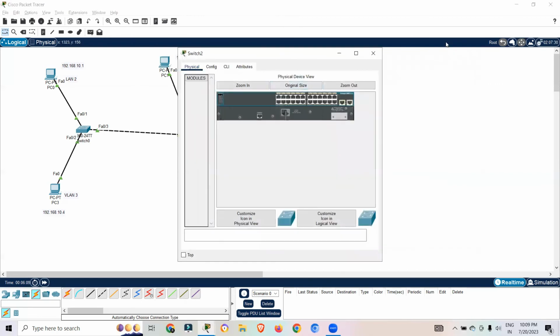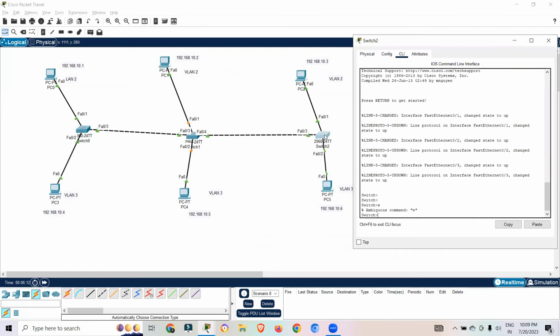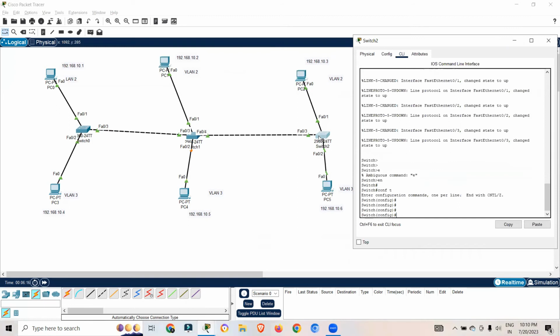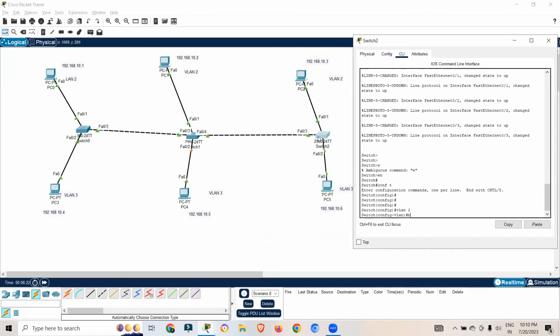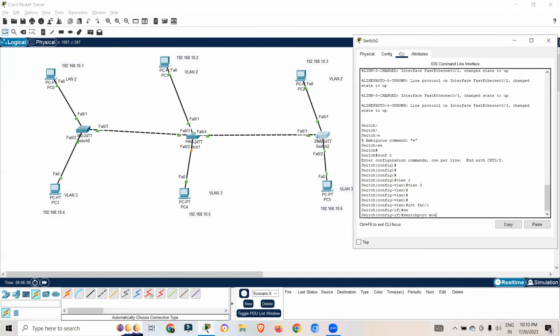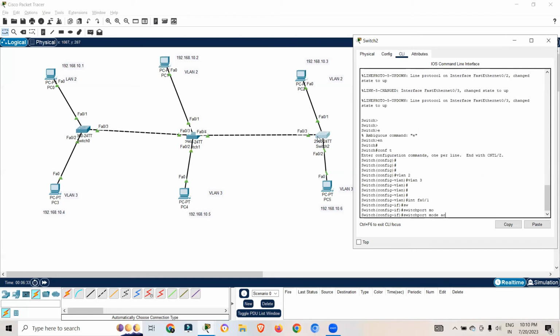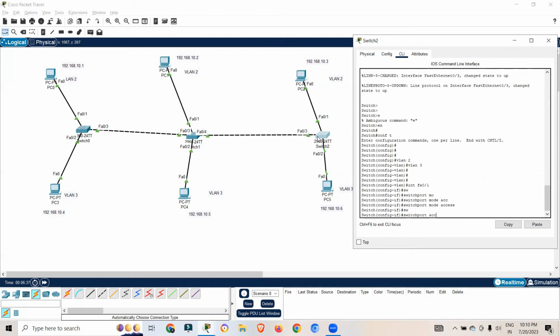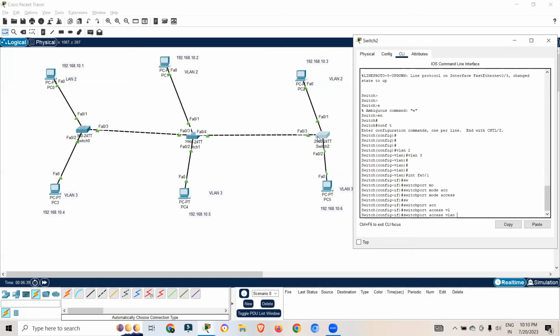Let me do the same for the third one also. Enable, configure terminal. First of all, VLAN 2 and VLAN 3, interface FA0/1, switchport mode access, switchport access, which VLAN?